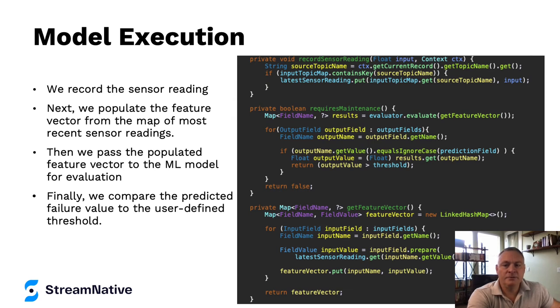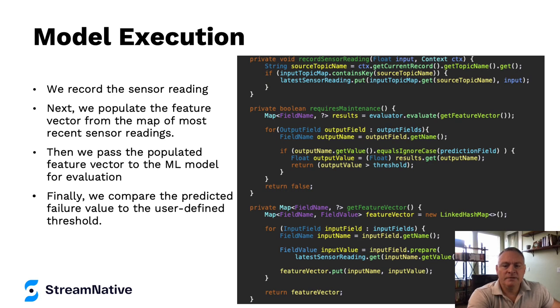For example, if the input topic name is A, as retrieved from the context object shown in the second line, then we know we have a temperature sensor reading, so we can update the temperature sensor reading in the map. Once we have updated the sensor reading, we invoke the machine learning model to determine if the platform needs maintenance. We construct the feature vector from the internal map of sensor values in the get feature vector method and pass it in to the model itself. And that's the method required for maintenance.